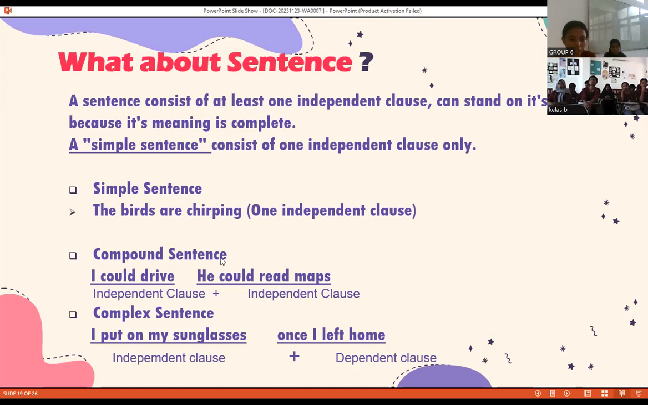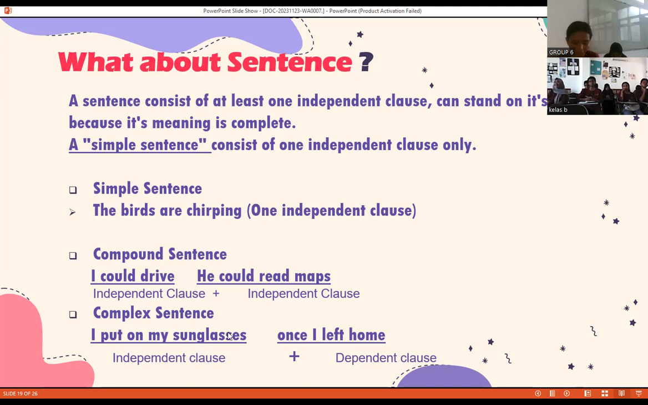The second is the compound sentence. For example, I could drive. He could read maps. So I could drive is an independent clause, and he could read maps is an independent clause. A compound sentence is a sentence that connects two independent clauses, typically with a coordinating conjunction like and or but. It is best for combining two or more sentences that are self-sufficient but related into a single unified one.